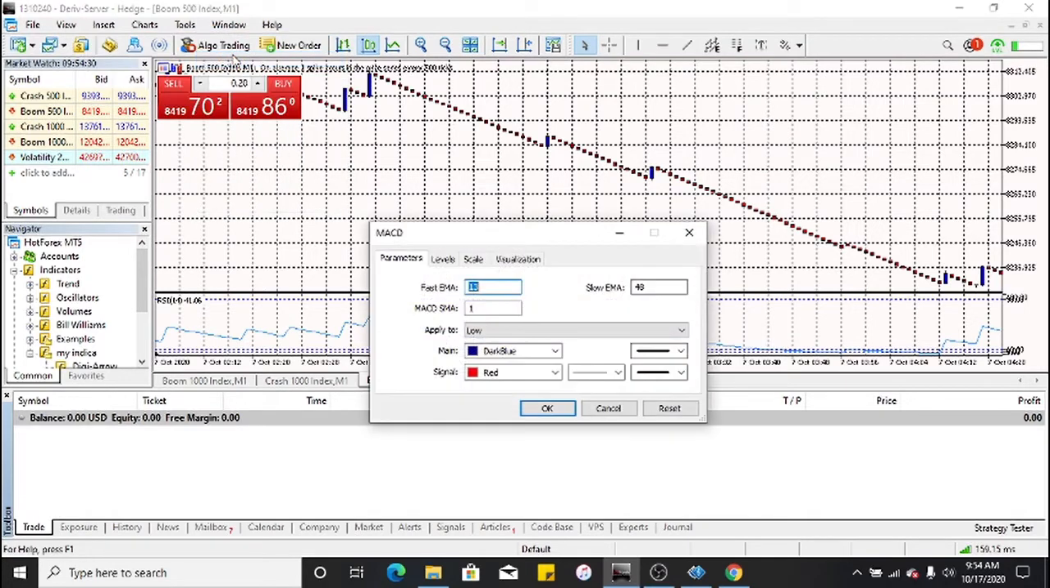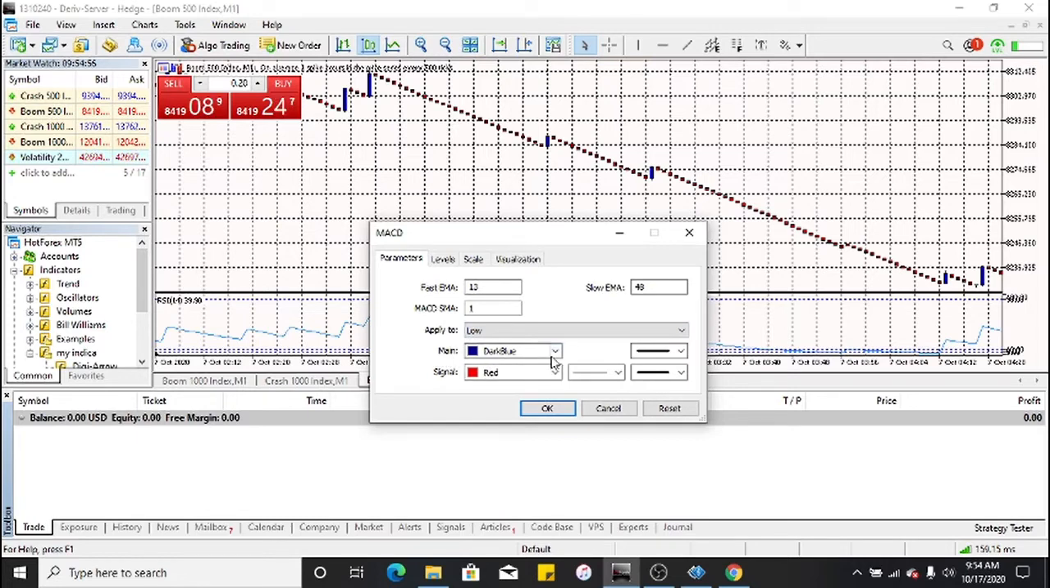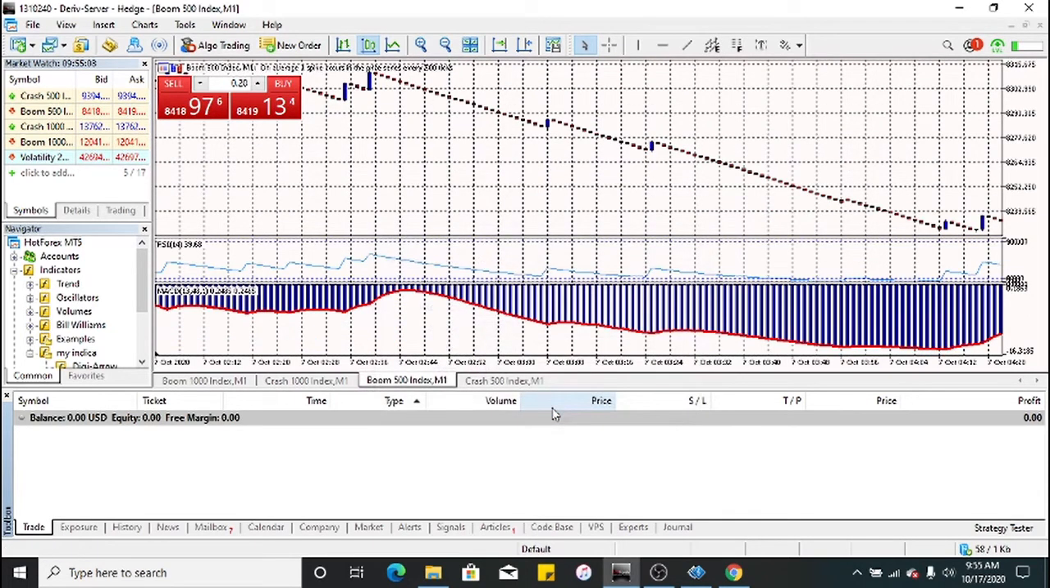First is the MACD. You should check and be sure that the fast EMA is 13, the slow EMA is 48, and the MACD SMA is 1. It's supposed to be on low. Apply to is low, and the colors you can make however fits you. I've made mine dark blue and red. So here is our MACD.